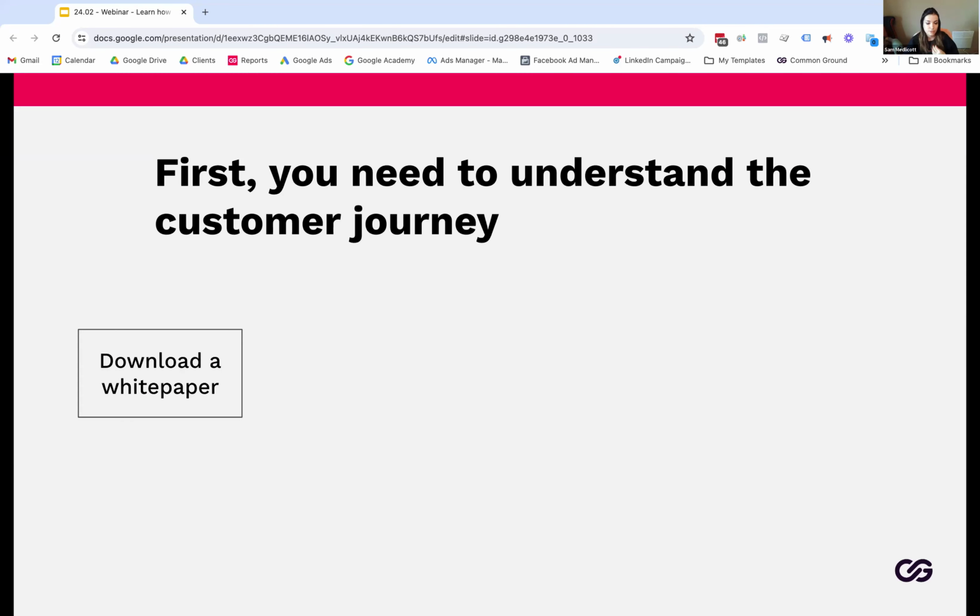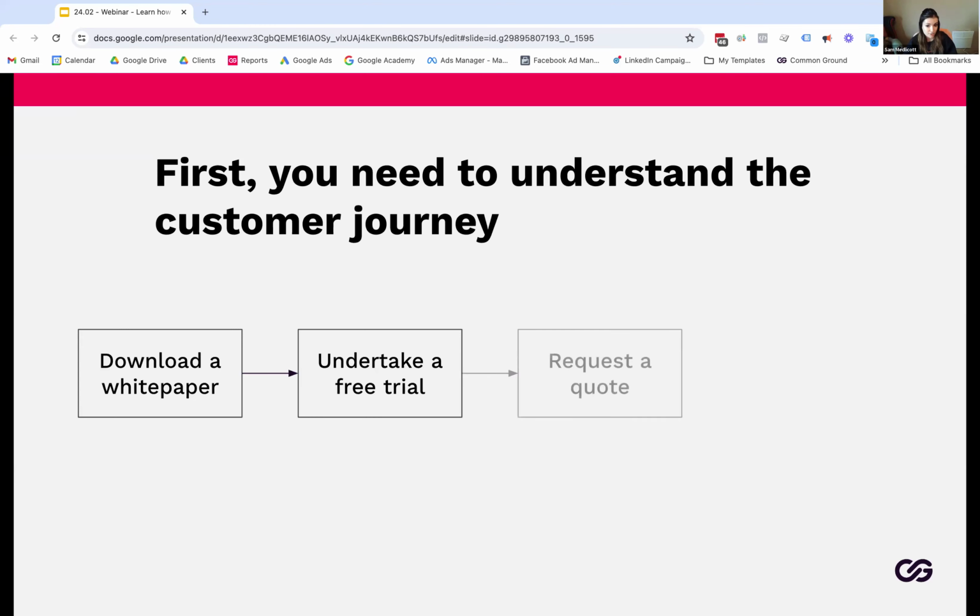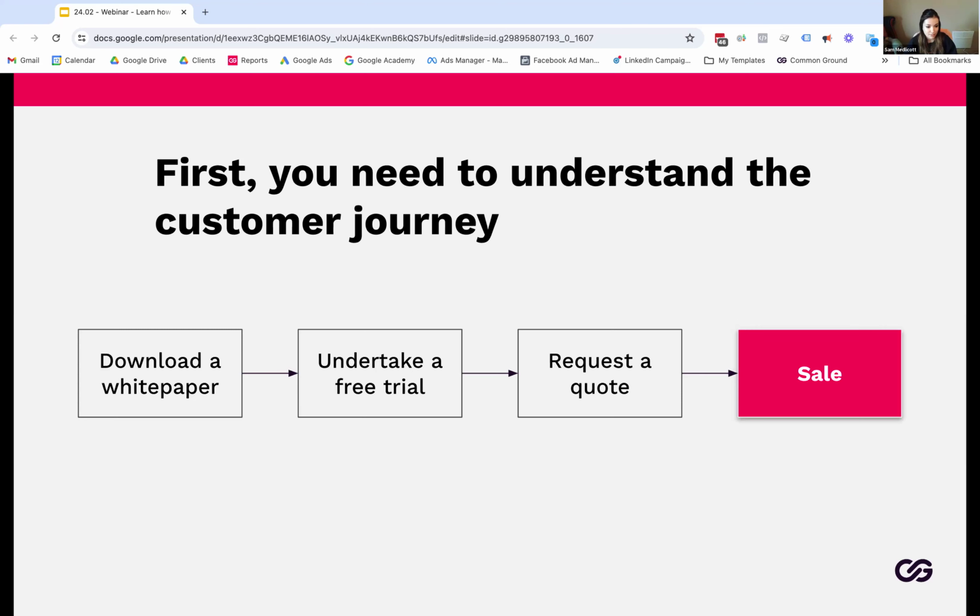Do they download a white paper, followed by undertaking a free trial, then request a quote, and then they go on and have that sale? Obviously within the B2B SaaS world, it doesn't always follow like this, but on average, what does the general journey look like? And that's what we need to be focusing on.